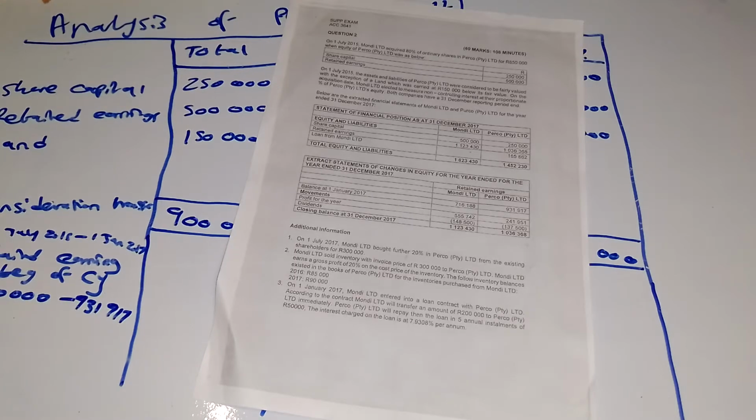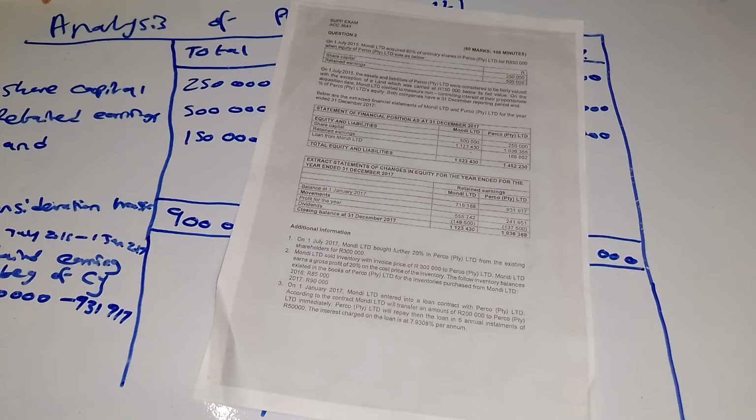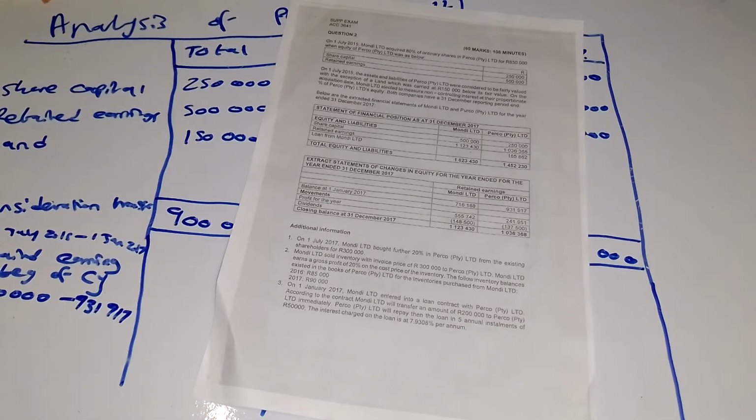Then number 2, they said Mondi Ltd sold inventory with an invoice price of 300,000 to Perco Ltd, Mondi Ltd making a gross profit of 20% on the cost price. The following balances existed in the books of Perco Pty Ltd for inventory purchased from Mondi Ltd for 2016 and 2017. Okay, we have the inventory which was purchased last year. But remember, before you adjust this transaction, check who purchased the inventory, who sold the inventory, which book of the company has been affected between these two companies.